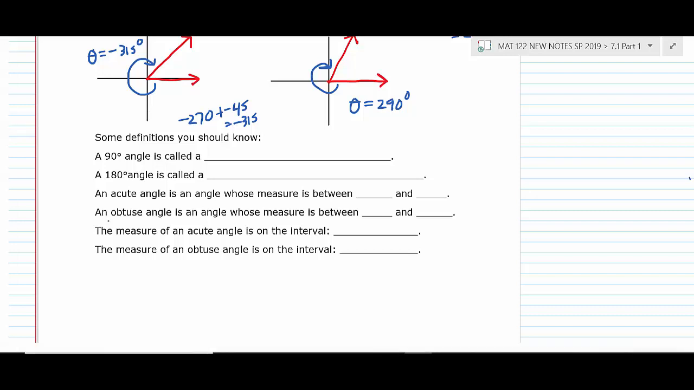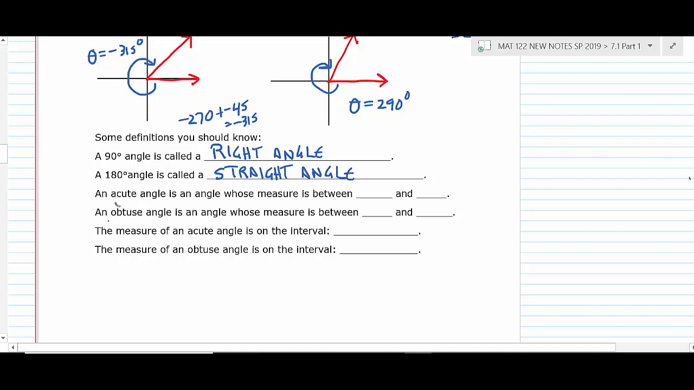Now, just a couple of definitions I want to go through. You probably have done all this in your background. So a 90-degree angle is called a right angle. Okay, a 180-degree angle is called a straight angle. Okay, acute angle is a small angle. That would be an angle that would be between 0 degrees and 90 degrees. Okay, something like 30 or 45, 89. If it's between 0 and 90, it's acute.